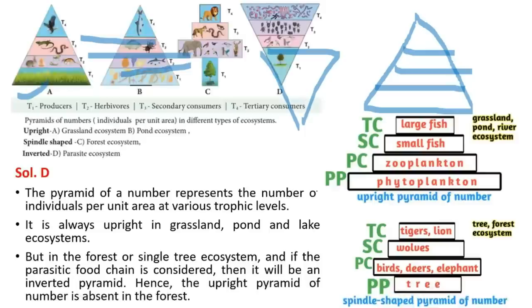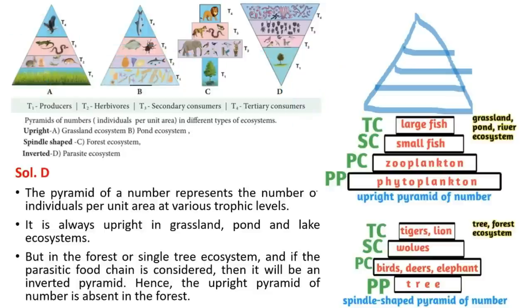So let's see here. Okay, if you see the first one, that is this type of pyramid. Let me erase this. If you see A1, the grassland ecosystem and pond ecosystem will be of this kind. In grassland, first there will be grass, above that slightly bigger animals, above that you will find secondary consumers, and above that you will find the tertiary consumers. When you see the pond ecosystem, very small aquatic animals will be there, plants and animals, and then bigger, bigger, bigger.